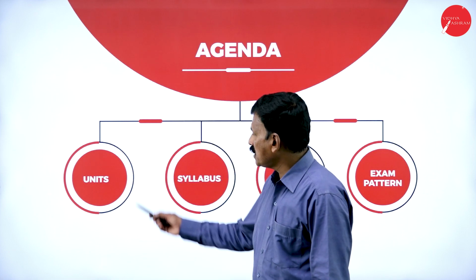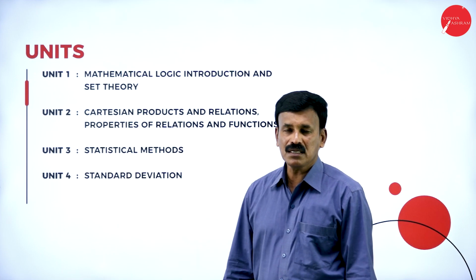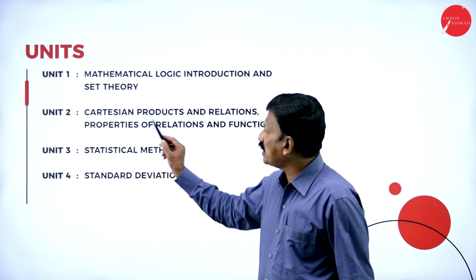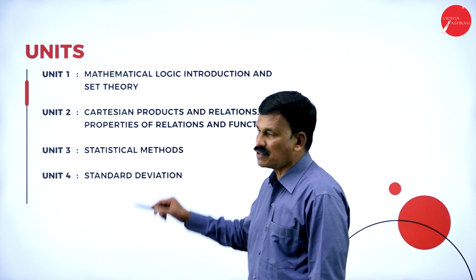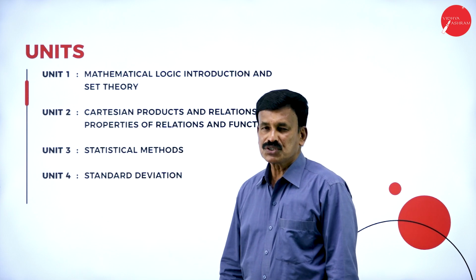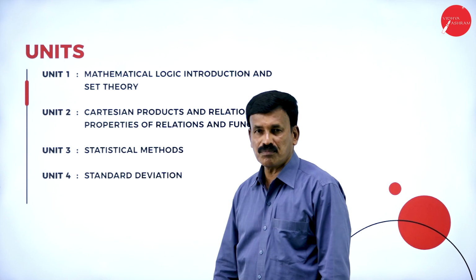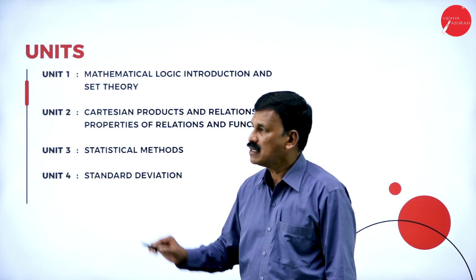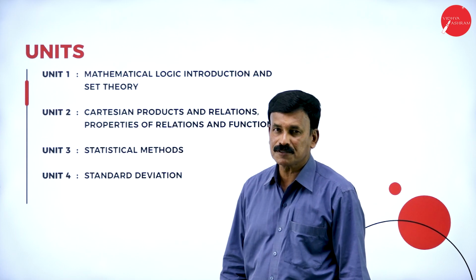Now, first of all, let us know how many units are there. So this subject, Mathematical and Statistical Computing, contains 4 units. Unit 1, Unit 2, Unit 3 and Unit 4. So the first unit is purely from the mathematical part, so it will include algebra. And the second part is the statistical part. So the third and fourth units are purely statistical, whereas Unit 1 and Unit 2 are purely algebra, right?